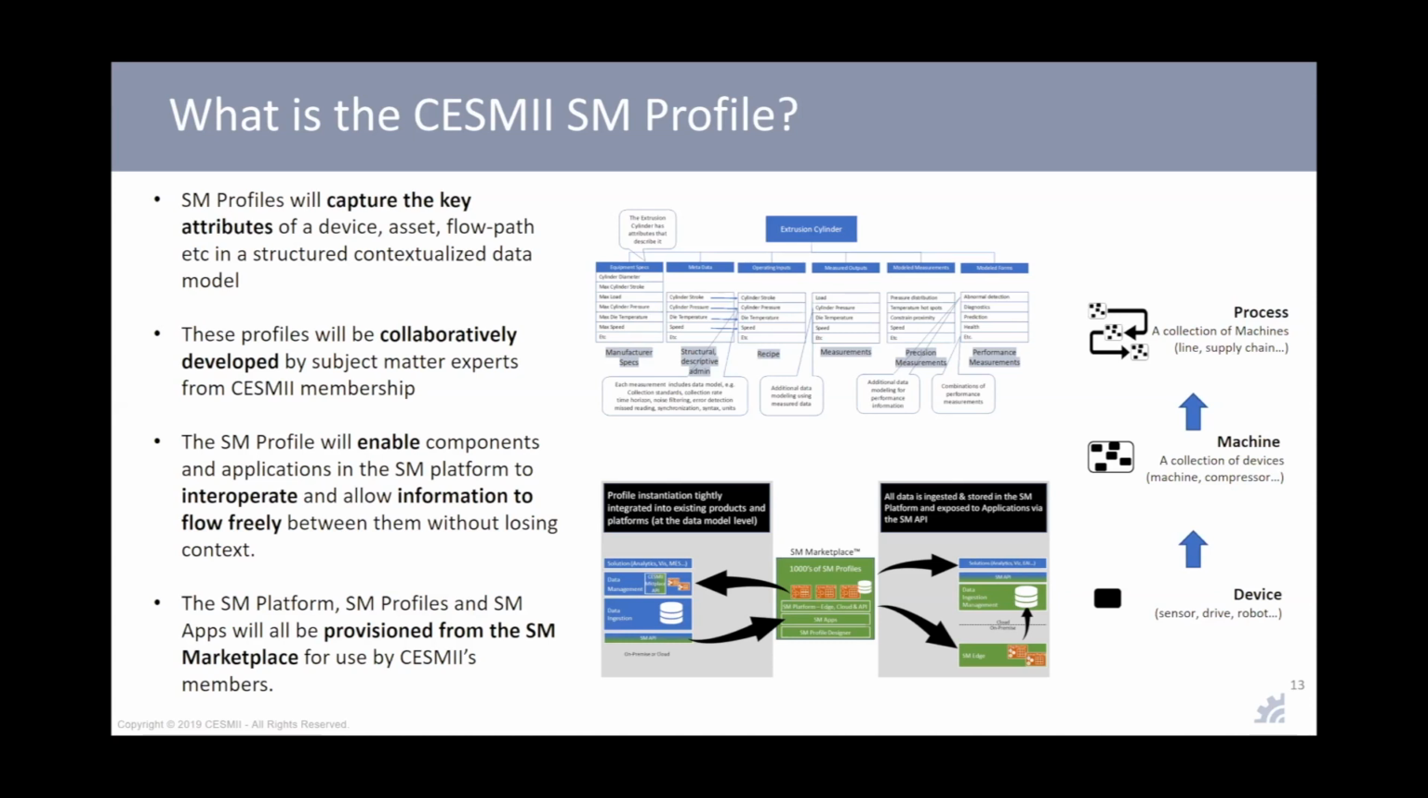These profiles will then, like I said before, enable the components and the applications to interoperate within our ecosystem, within our platform structure. And we'll make all of these available in the SM marketplace, the smart manufacturing marketplace. There are multiple ways in which the profiles can be used. The bottom picture here illustrates that on the left-hand side, you could simply access the profiles in your existing infrastructure and existing applications and have an API to it. Or on the right-hand side, you could leverage the CESMII platform and the CESMII applications along with the CESMII profiles to build your solutions.